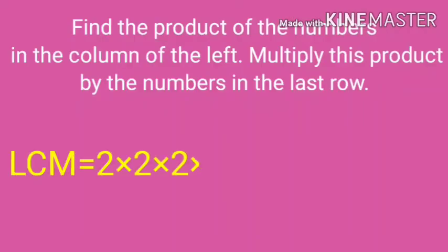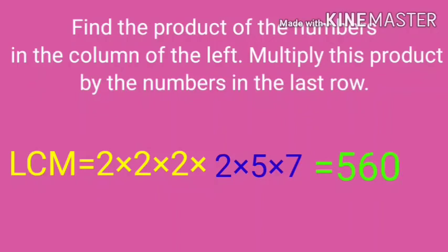Find the product of the numbers in the left column and multiply this product by the numbers in the last row. 2 into 2 into 2 into 2 into 5 into 7 is equal to 560. LCM is 560.